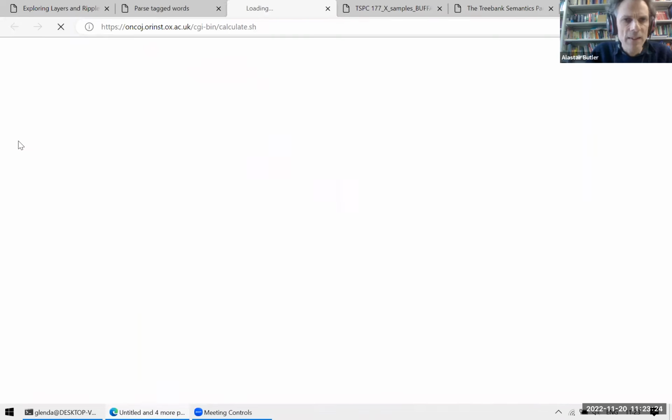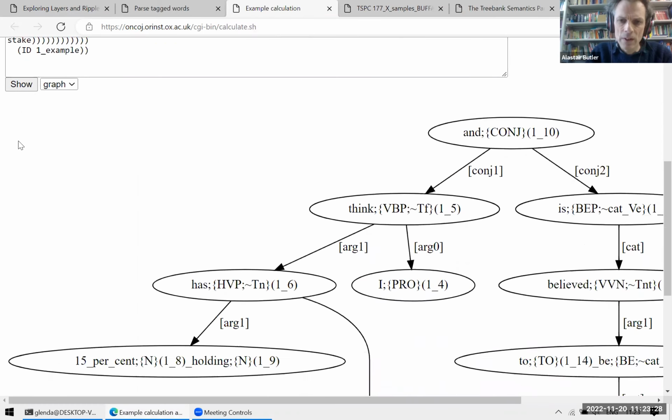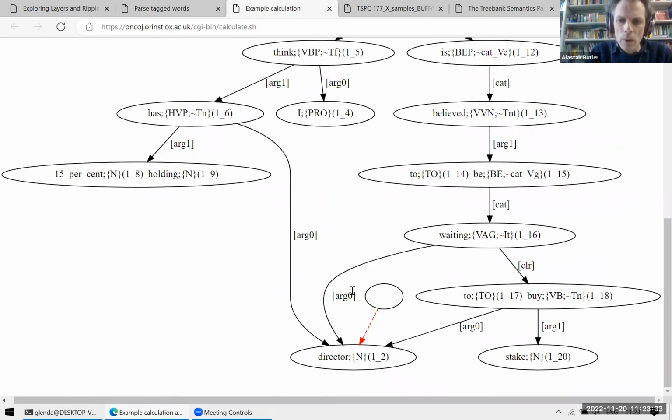So if we send this parse, which we're quite happy with, through to the semantic calculation, we can see all of these dependencies that I just spoke about. Here we've got the director, and this is the fragment level of the attachment to the rest of the clause. That's what this red line is telling us. We've got the role of the director as being the subject of the has 15%.